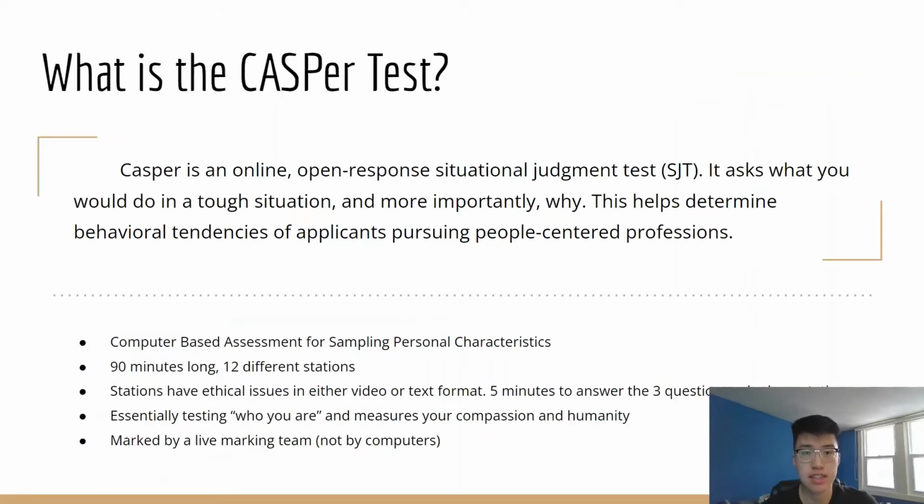And so, what is the Casper test? Casper is an online open response situational judgment test. It asks what you would do in a tough situation, and more importantly, why. This helps determine behavioral tendencies of applicants pursuing people-centered professions.